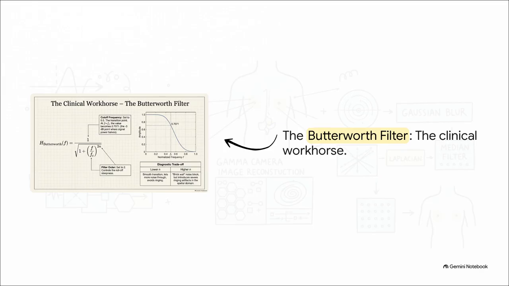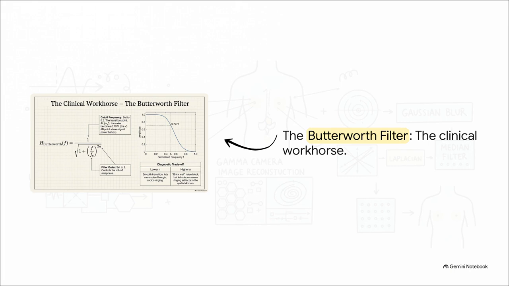So to solve that fatal flaw, we bring in the Butterworth filter. This is literally our clinical workhorse. Its equation uses a cutoff frequency, set to 0.5 in this specific dataset, which is where the signal power drops by half, also known as the -3 decibel point.